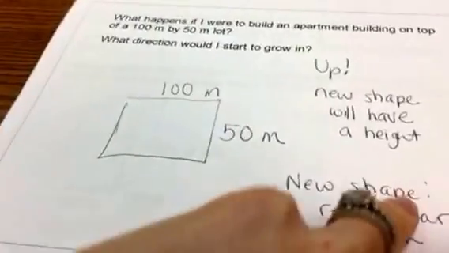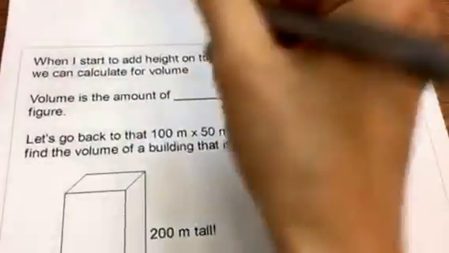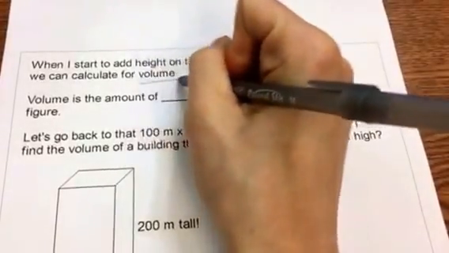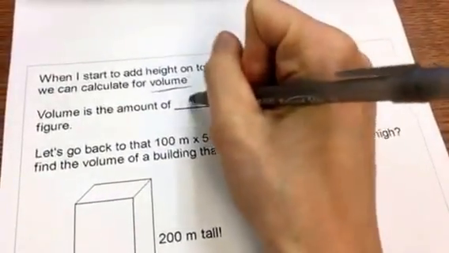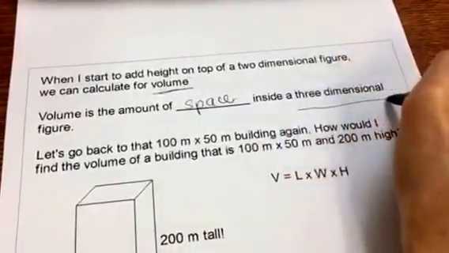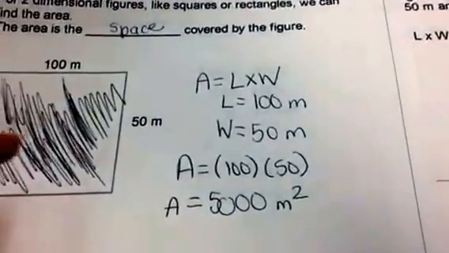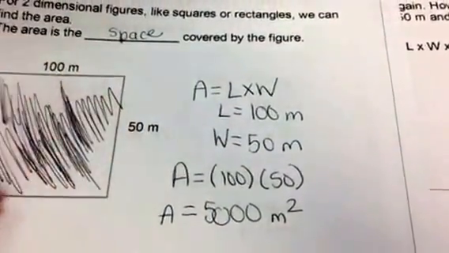So what am I gonna do with my apartment building? Well, I can't find the area of my apartment building because it's not a two-dimensional figure anymore. What I can calculate for instead is volume, okay? And volume is the amount of space inside a three-dimensional figure. So see how this is starting to progress? We started out, if I can even flip back here, we started out with just the space inside this figure, inside this rectangle, which is a two-dimensional figure.